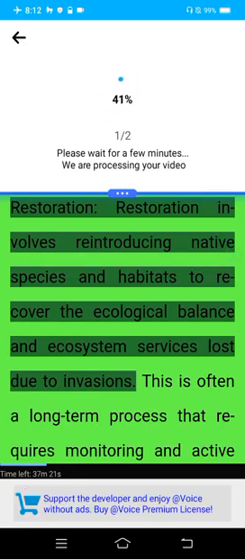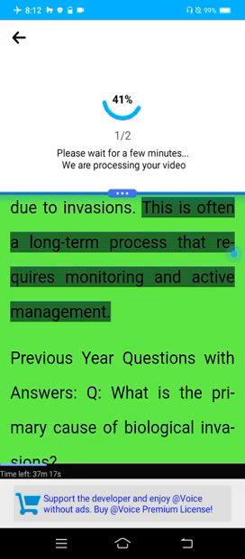Restoration. Restoration involves reintroducing native species and habitats to recover the ecological balance and ecosystem services lost due to invasions. This is often a long-term process that requires monitoring and active management.